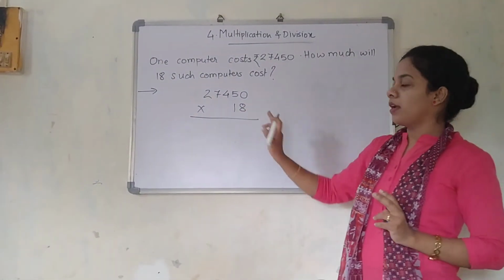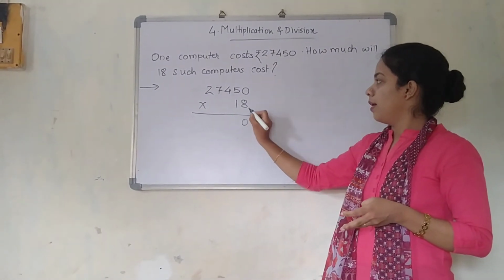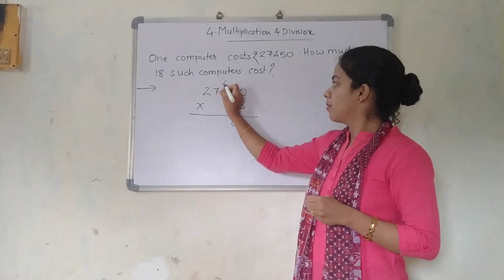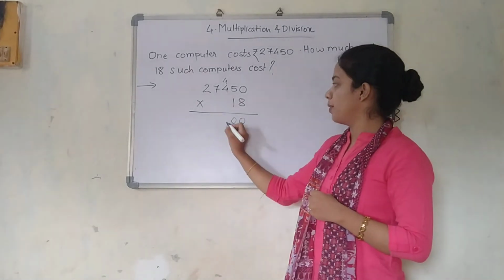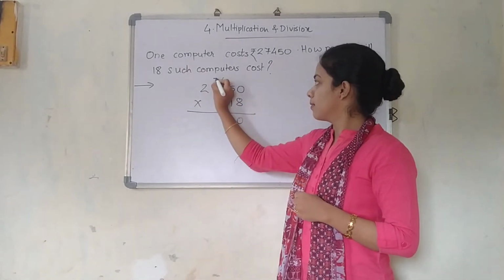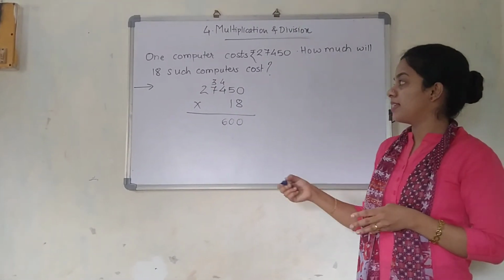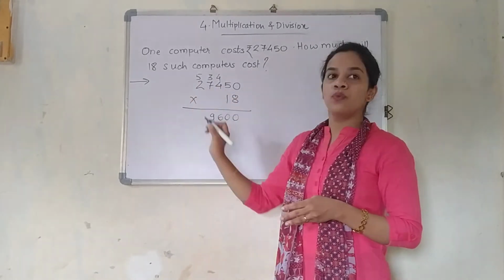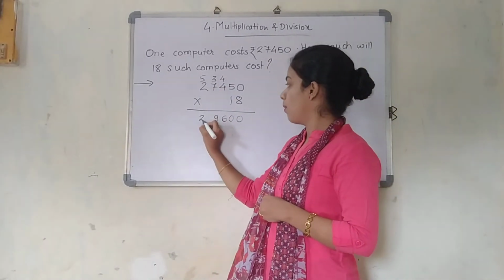We are going to start with our unit place, that is 8. 8 zeros are 0. 8 fives are 40. 8 fours are 32, 32 plus 4 is 36. 8 sevens are 56, 56 plus 3 is 59. And 8 twos are 16, 16 plus 5 is 21.